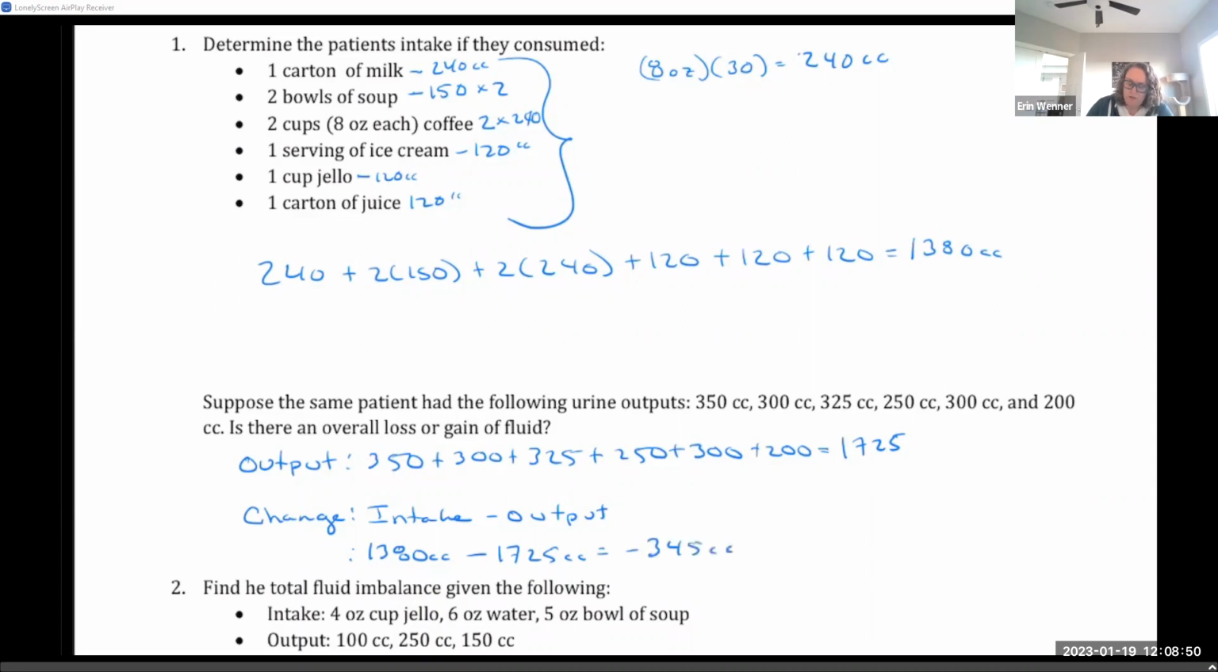So we have a loss of 345 cc's of fluid, which, I mean, is not necessarily something that we have to be upset about. They could already be retaining fluid, so we want them to have a loss of fluid. Who knows? But in this situation, we just need to know, what is their fluid imbalance? Is it a gain or a loss? Or if you get an answer of 0, they've neither gained nor lost. It's a neutral exchange.